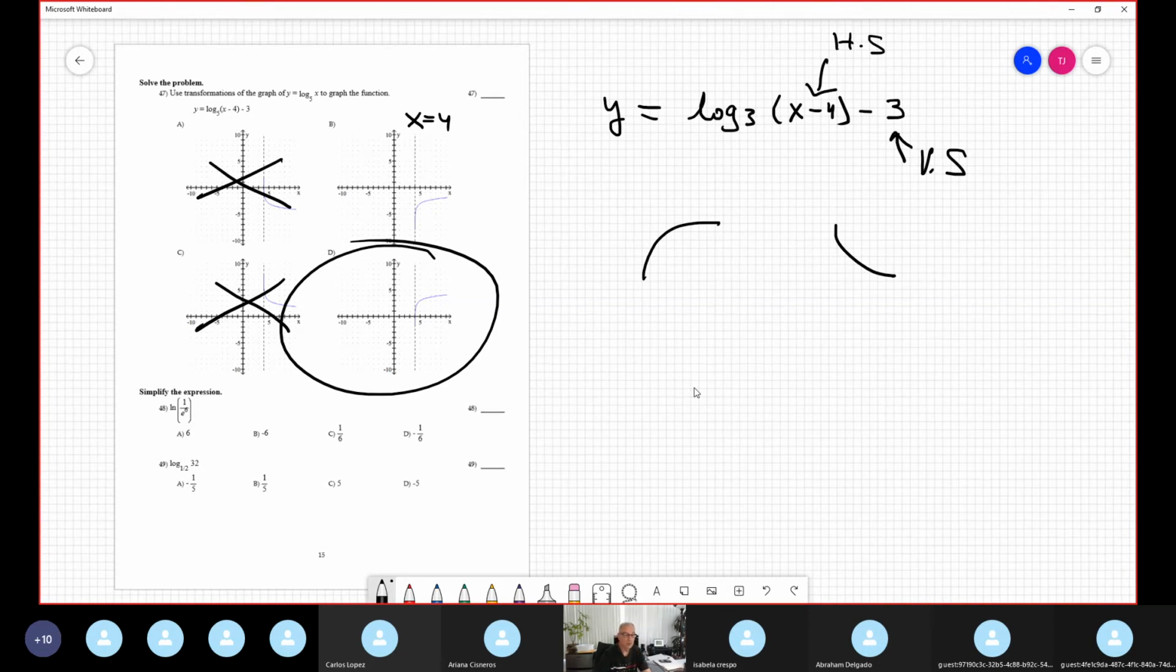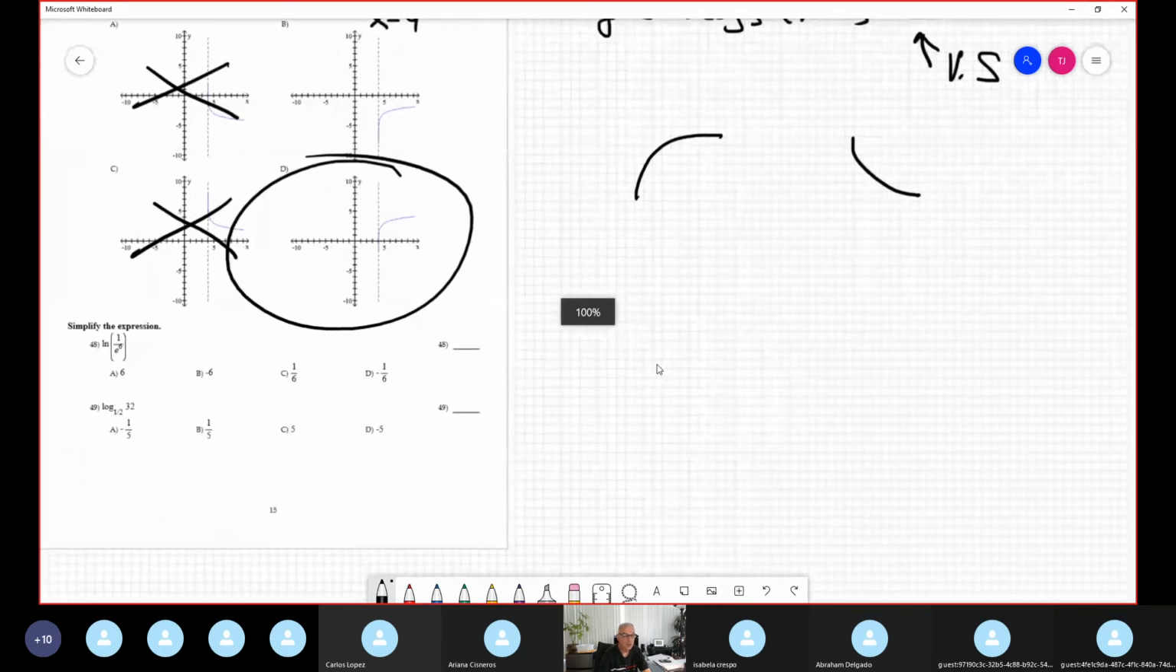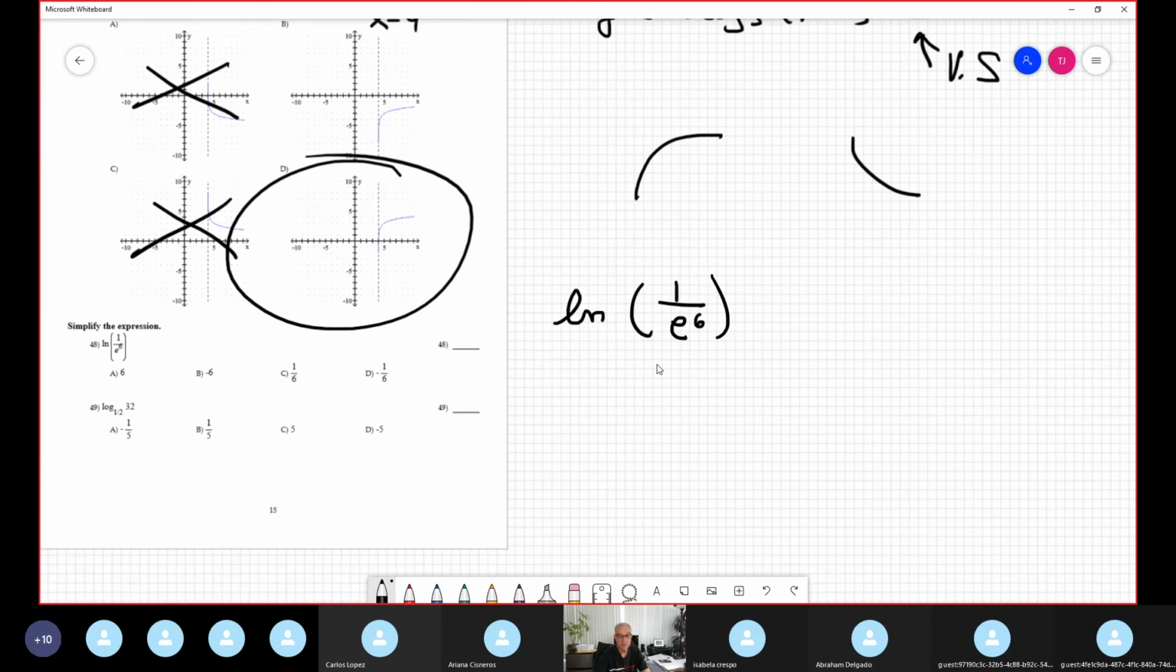Okay. Let's do in the last 48, 49, and 50. This is easy. Look, 48. Compute or simplify this expression. Natural logarithm of 1 over e to the 6th power. Well, this is natural logarithm of e to the minus 6. Reciprocal, right? Negative exponent. And you know very well que logarithm and exponential undo each other when there's the same base. The answer is negative 6. Boom. Super easy.